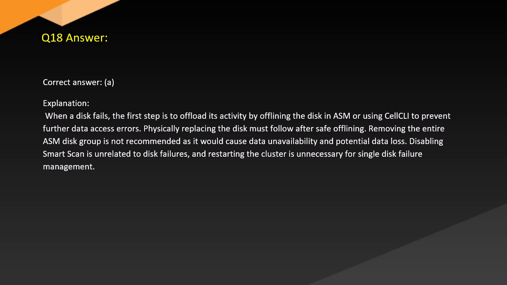Answer. Correct answer: A. Explanation. When a disk fails, the first step is to offload its activity by offlining the disk in ASM or using Cellclean to prevent further data access errors. Physically replacing the disk must follow after safe offlining. Removing the entire ASM disk group is not recommended as it would cause data unavailability and potential data loss. Disabling Smart Scan is unrelated to disk failures and restarting the cluster is unnecessary. Single disk failure management.